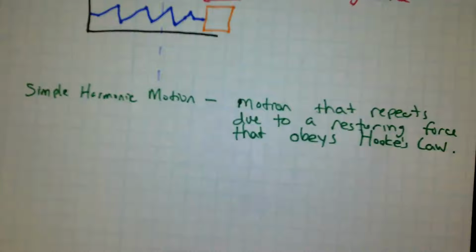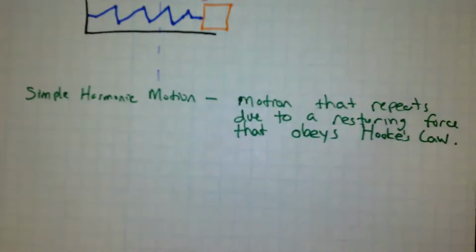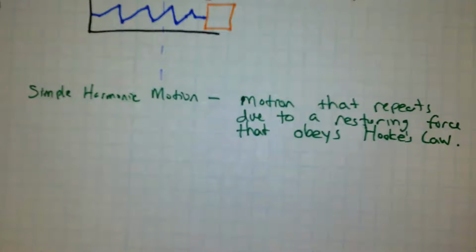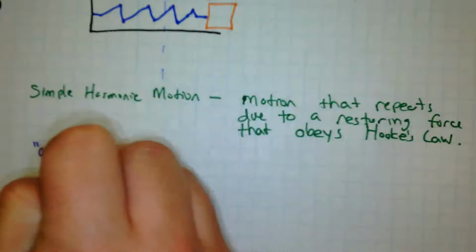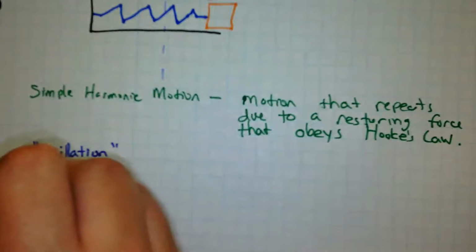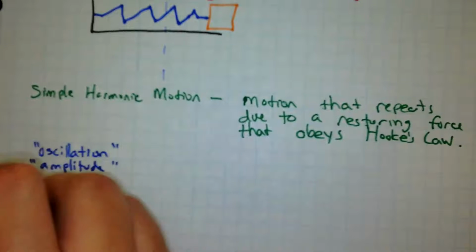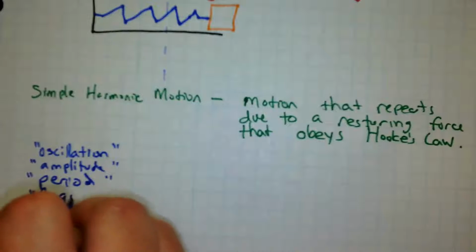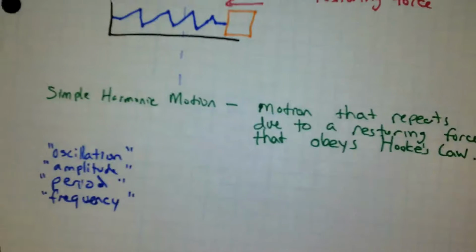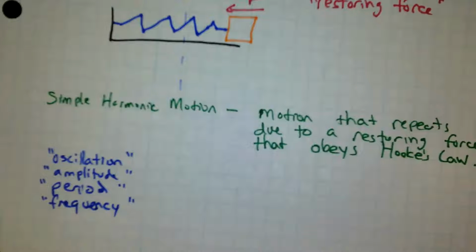When I say repeats, there's another word that I'll use that maybe you've heard before. Well, let me just define a few terms for you here: oscillation, amplitude, period, frequency. These are four words I'm not going to actually write down definitions for, but we're going to talk about them.